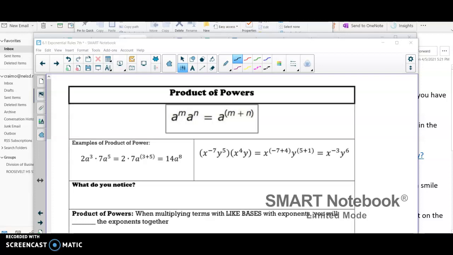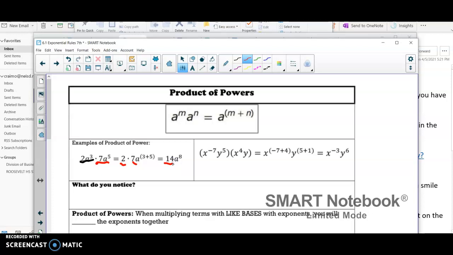When we're multiplying like bases with exponents, you're going to add the exponents. The bases will still be multiplied like normal. So like in the first example, I got 2a to the third, and I got 7a to the fifth. So the 2 and the 7, you're going to do like normal. 2 times 7 gives me the 14.